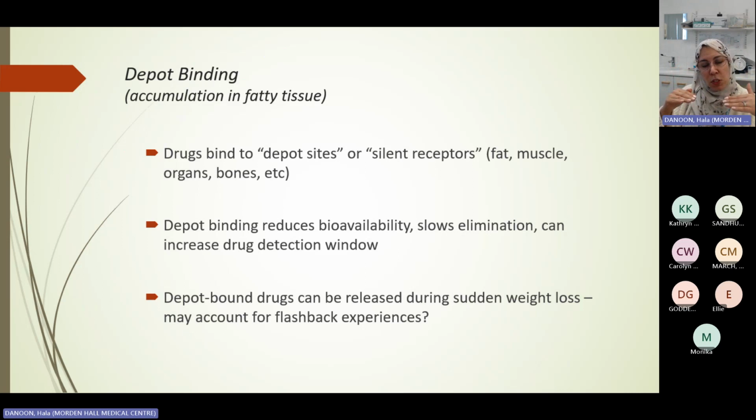So another dose gets administered. Now, if you imagine some of it is left in the muscle because there's a depot, and another dose is added, you might reach a higher level of medication in the bloodstream, leading to toxicity. So the elimination is slow, with accumulation, and that can cause some problems if it has a narrow therapeutic index. Also, depot binding drugs can be released during sudden weight loss, which may cause some flashback experiences. Again, maybe can cause some toxicity.